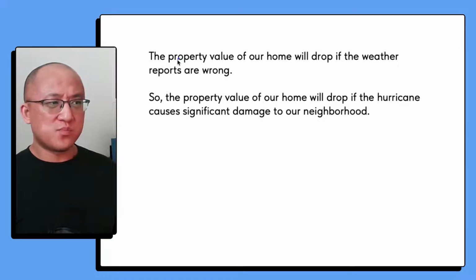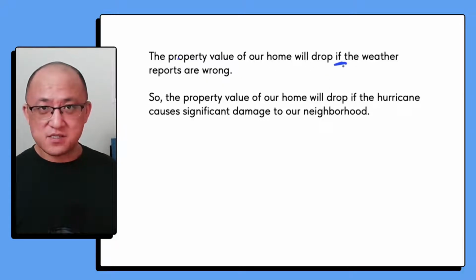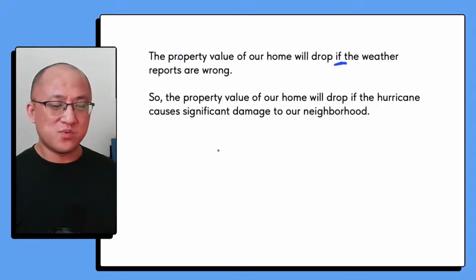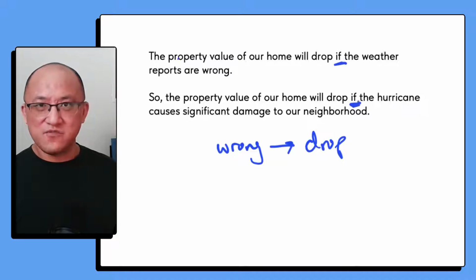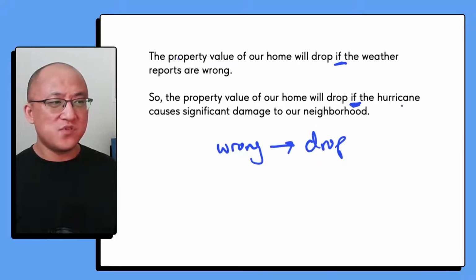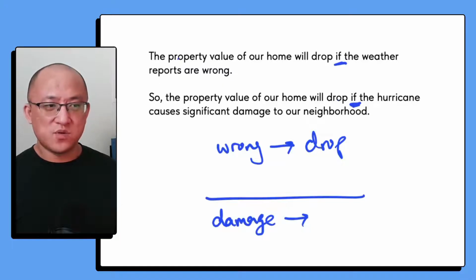The premise here is the property value of our home will drop if the weather reports are wrong. So if is the sufficient condition, the left side of the arrow. Here's the premise. If the weather reports are wrong, then the property value of our home will drop. And the conclusion is, so the property value of our home will drop if, so here the if is the sufficient condition, if the hurricane causes significant damage to our neighborhood. So I'll just do if damage, then property value of our home will drop. So that's the same concept that we had over there, drop.